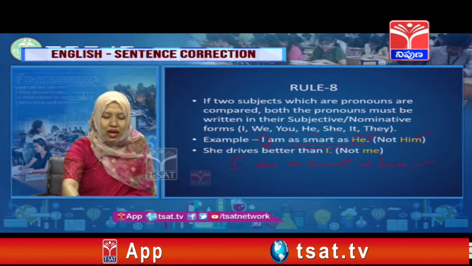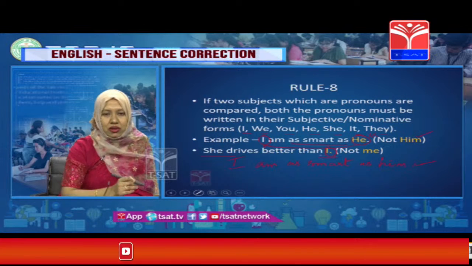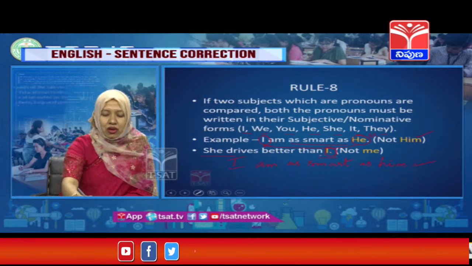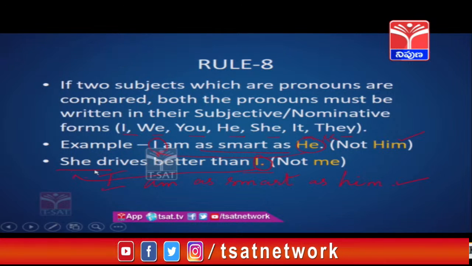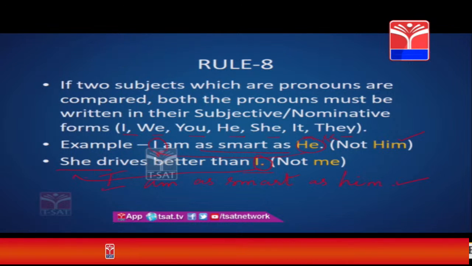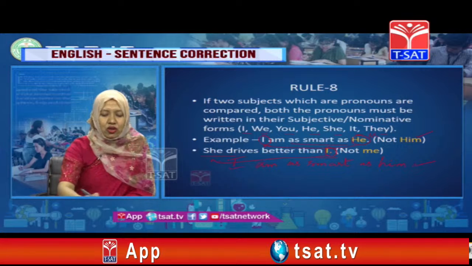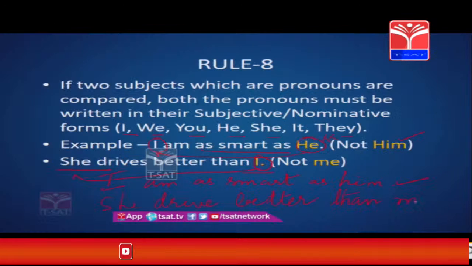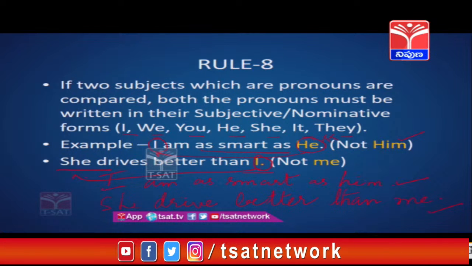You should never use I in the object place. This is the subject place and this is the object. So in the subject place you always use I, he, she, you, etc. I should be used in the beginning of the sentence, in the subject place. I should not be used as an object. So instead of I, you will write me. She drives better than me is the correct sentence. I hope this is clear.